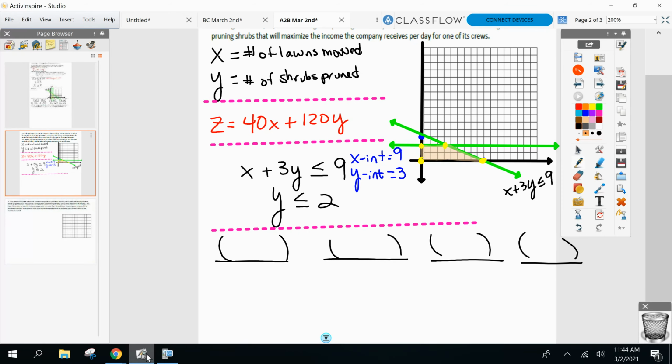0, 0. Yep. 0, 2. 3, 2. Good job there. And then 9, 0. Good job, Colin. There you go. There are your 4 corners. Go ahead, plug them into your objective, and let's figure out what's going to make me the most money here and how much money I am going to make.